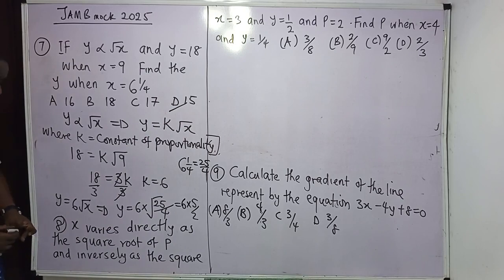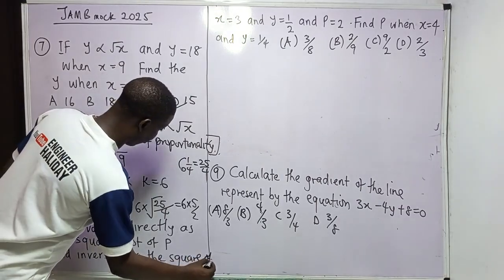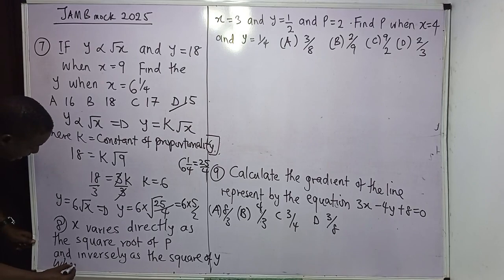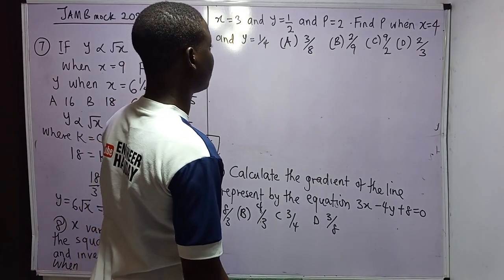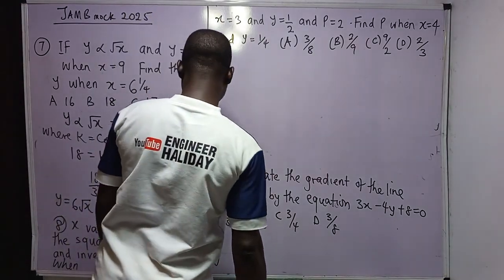So now the next one says s varies directly as the square root of p, and inversely as the square of y. That's how it's supposed to be. So when x is equal to 3 and y equals 1 over 2 and p equals 2, find p. That is to say, this is a joint variation.